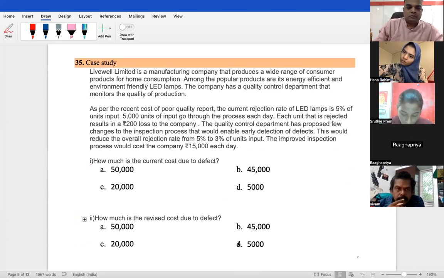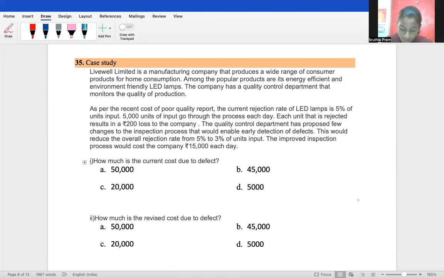Livewell Limited is a manufacturing company that produces a wide range of consumer products for home consumption. Among the popular products are its energy efficient and environment friendly LED lamps. The company has a quality control department that monitors the quality of production. As per the recent cost of poor quality report, the current rejection rate of LED lamps is 5% of the units input. 5,000 units of input go through the process each day. Each unit that is rejected results in a rupees 200 loss to the company.